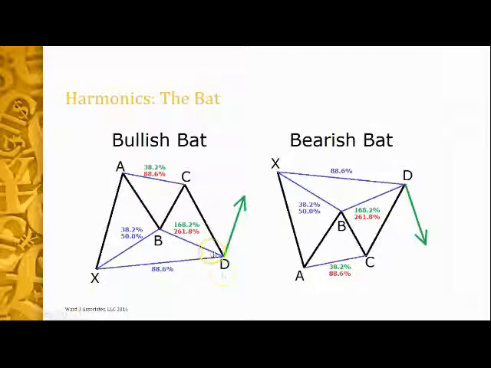So what that means is D should end, if you fib from X to A, this D point should end at the 886 ratio. Alright? But if you're looking at the extension from A to B, from B to C, then that should align with the 1618 or the 2618. So what you're looking for at the D point is this ratio to align with one of these two ratios. And then that's when you're going to enter.